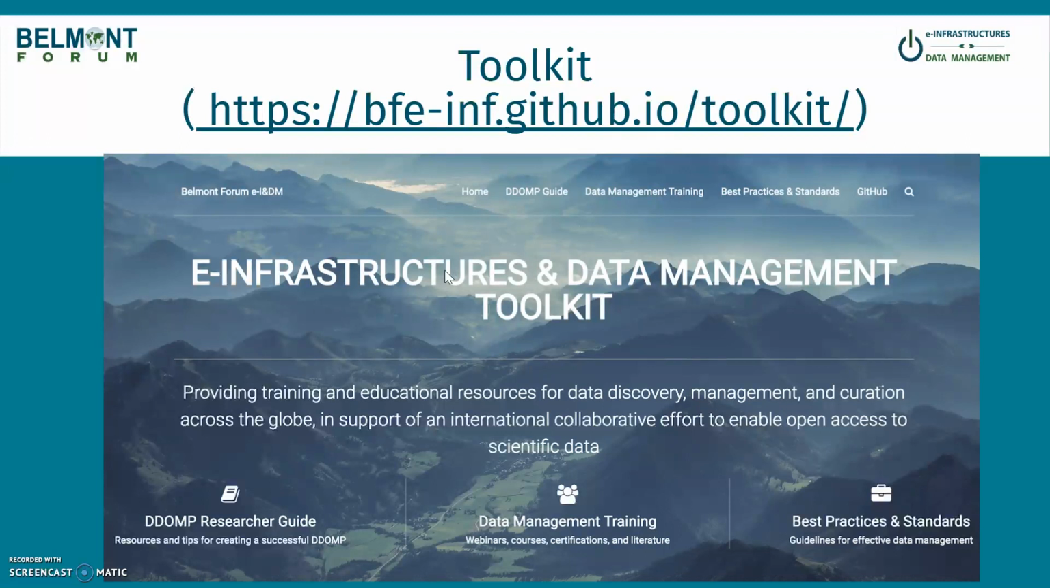Again, if you have further questions, there are many data management training modules out there created by other folks that are available and findable through the Belmont Forum Toolkit. There are also best practices and standards there, broken out by geographic area, role, and all sorts of other documents that should help, that also link to other trainings.